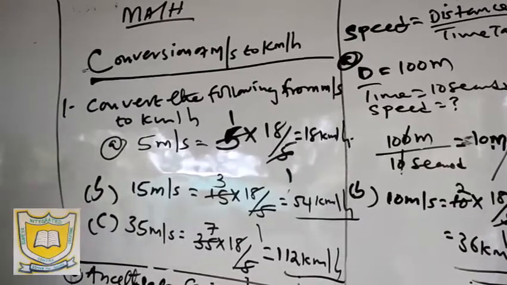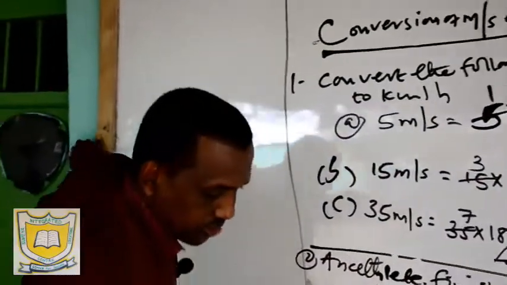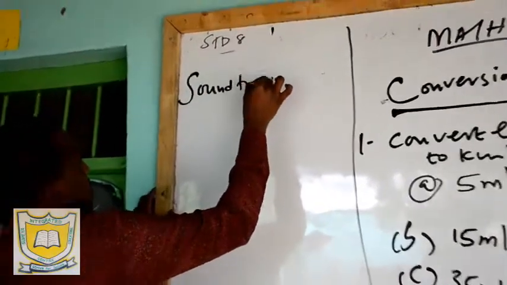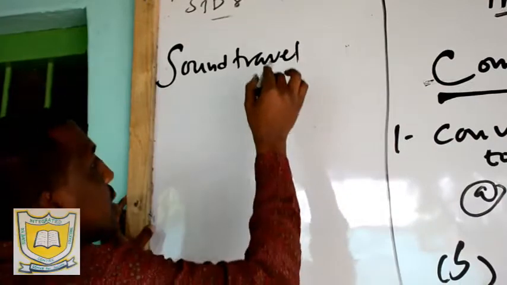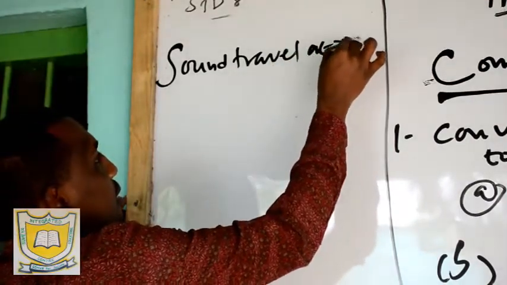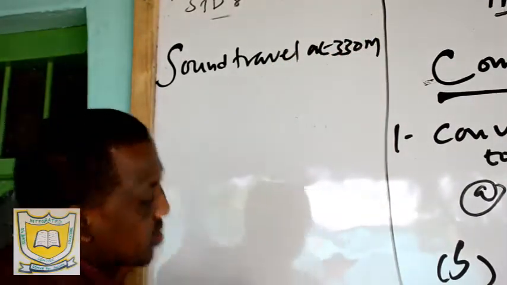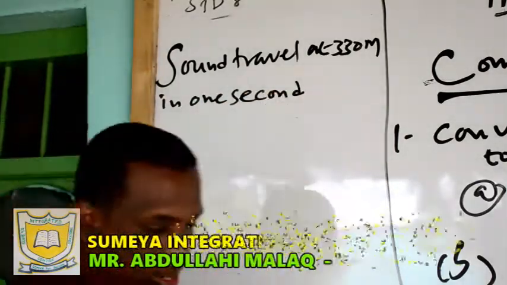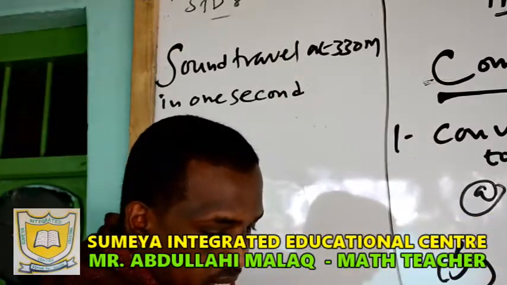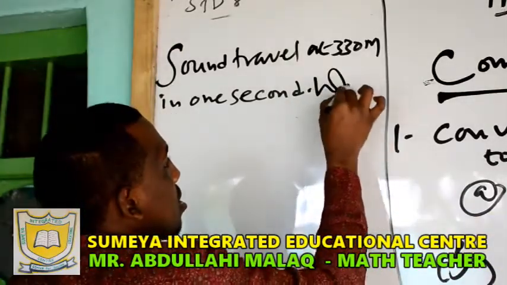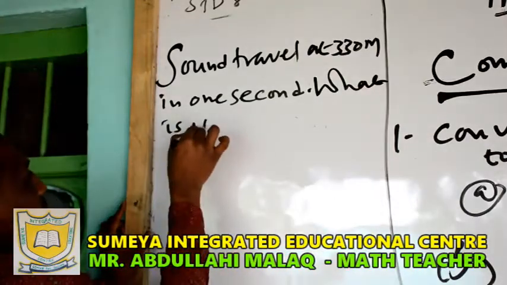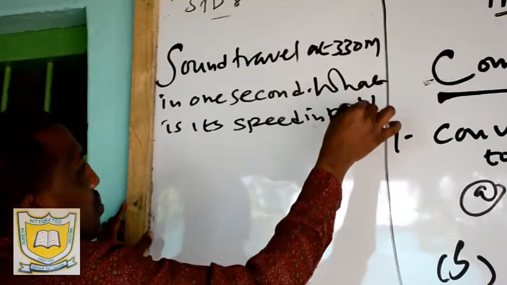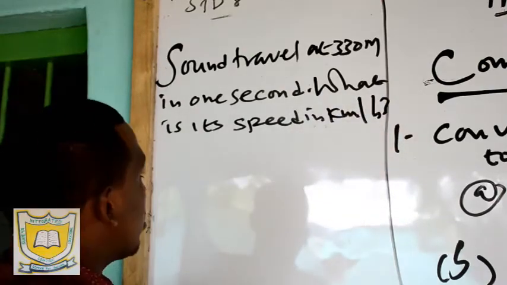There's another question here. You are told sound travels at 330 meters in 1 second. In 1 second, what is its speed in kilometers per hour? That's what they are asking now.